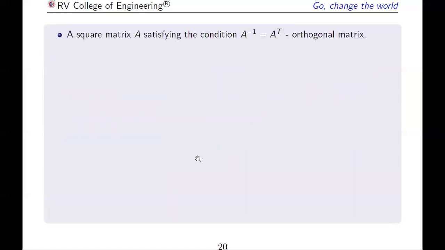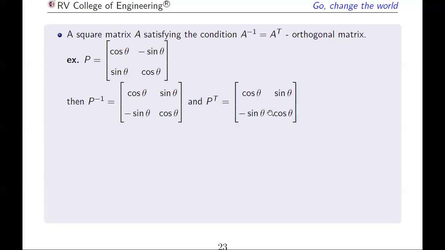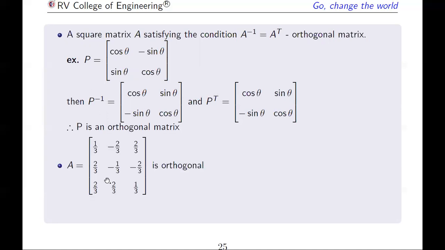So next we will move on to the orthogonal matrix. A matrix, a square matrix in particular, is said to be an orthogonal matrix if the inverse of A and its transpose are both equal. For example, consider the matrix P defined as [cos theta, -sin theta; sin theta, cos theta]. If you find the inverse and the transpose, it is found that both of them are equal. Hence, we can conclude that P is an orthogonal matrix. Similarly, the matrix A defined as below can also be checked to be an orthogonal matrix.